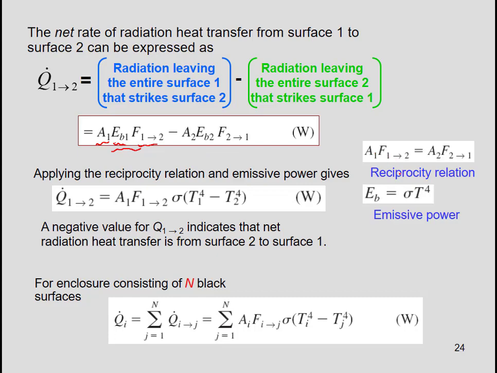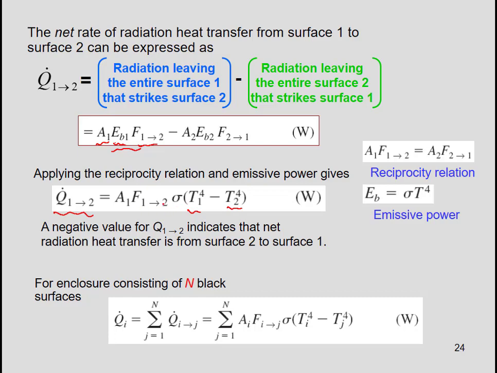And by knowing this reciprocity relationship and by substituting E_b, or emissive power, by sigma T^4, we can rewrite this equation like this, where the net rate of radiation transfer from surface 1 to surface 2 is equal to A1, or surface area of surface 1, times view factor from surface 1 to surface 2, times sigma (T1^4 minus T2^4). T1 and T2 are the temperatures of surface 1 and surface 2, and sigma is the Stefan-Boltzmann constant.